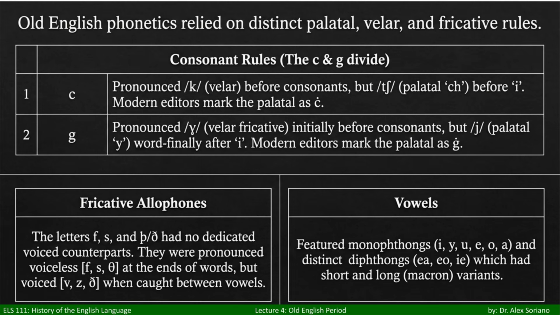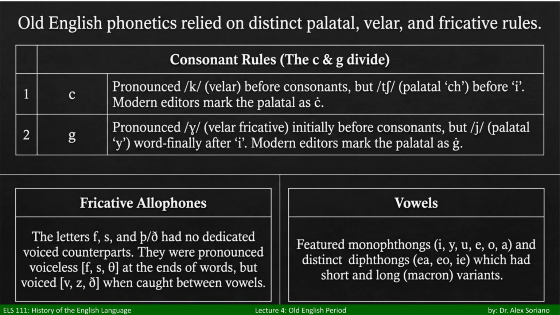Modern editors mark this with a dot over the c. The letter G worked similarly, a velar fricative at the start of words before consonants, but a palatal y sound at the end of words after i, marked with a dot over the g. Second, fricative allophones, variant pronunciations of the same sound depending on position in a word. The letters f, s, and thorn or eth had no separate voiced letters of their own. They were voiceless like f, s, th in thin at word endings, but voiced like v, z, th in this between 2 vowels. Third, vowels.